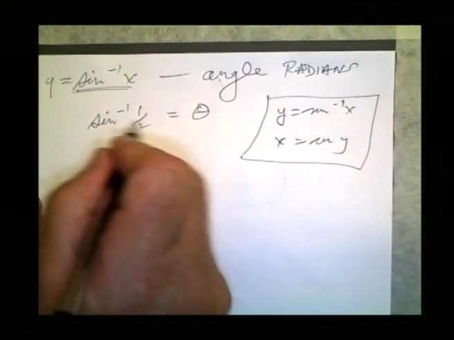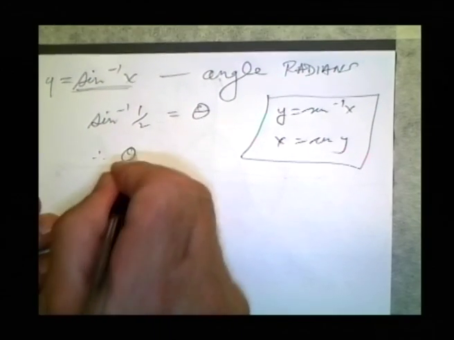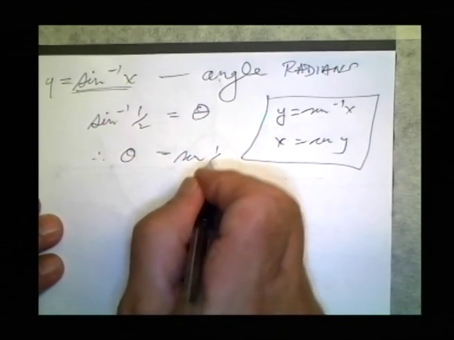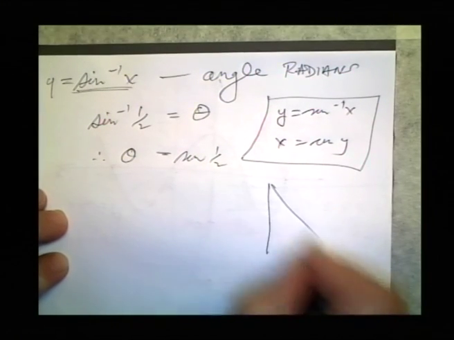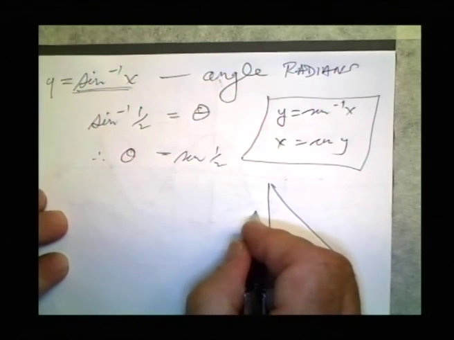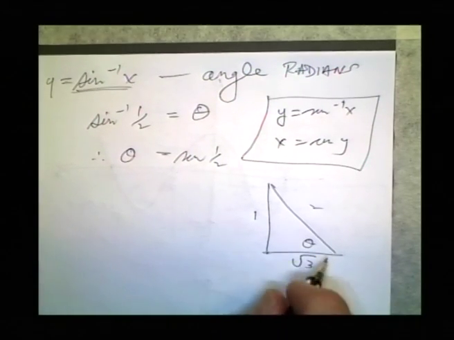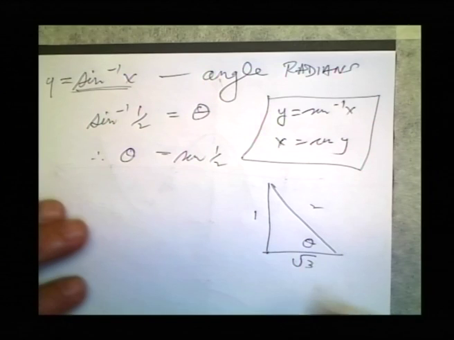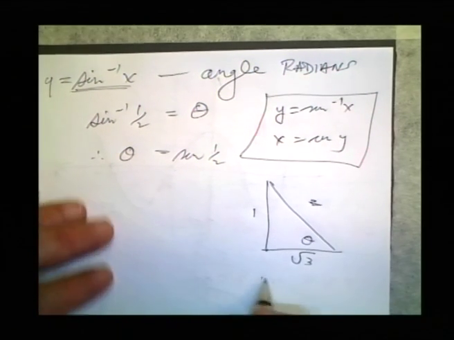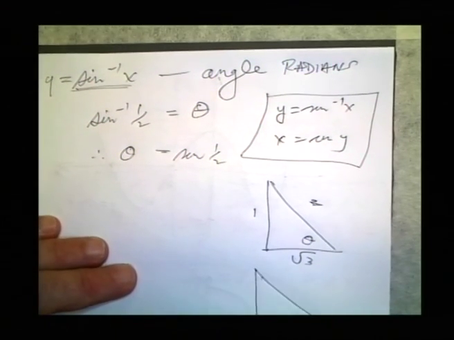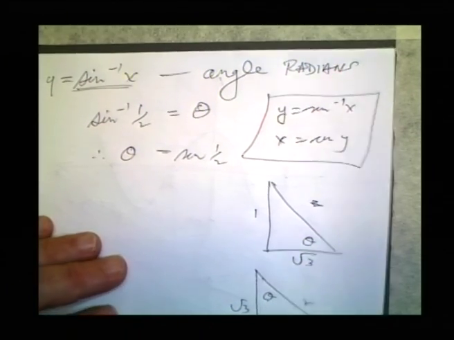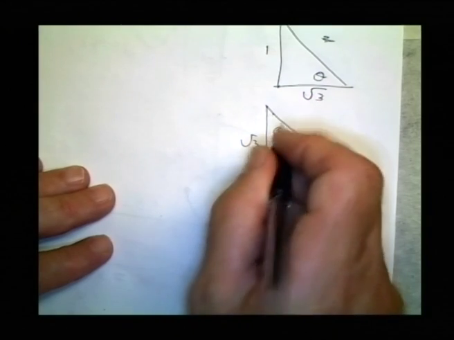So we do the interchanging here. Sine to the -1 of a half is theta, therefore theta is equal to sine to the -1 of a half. Now that is a trig ratio: you have 1 over 2, and so this clearly would be root 3. Normally they draw it this way, and they put theta here, and you put root 3, 2 and 1. And you know that this angle here, of course, is pi over 6.